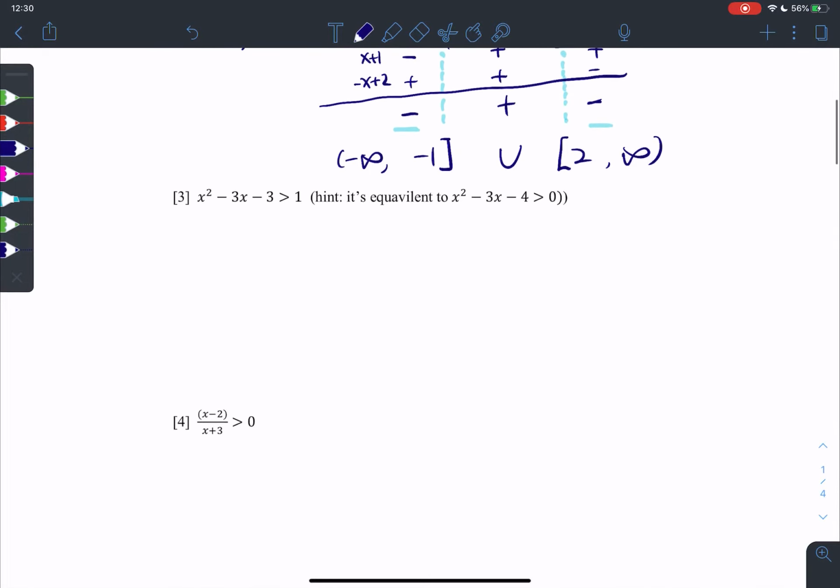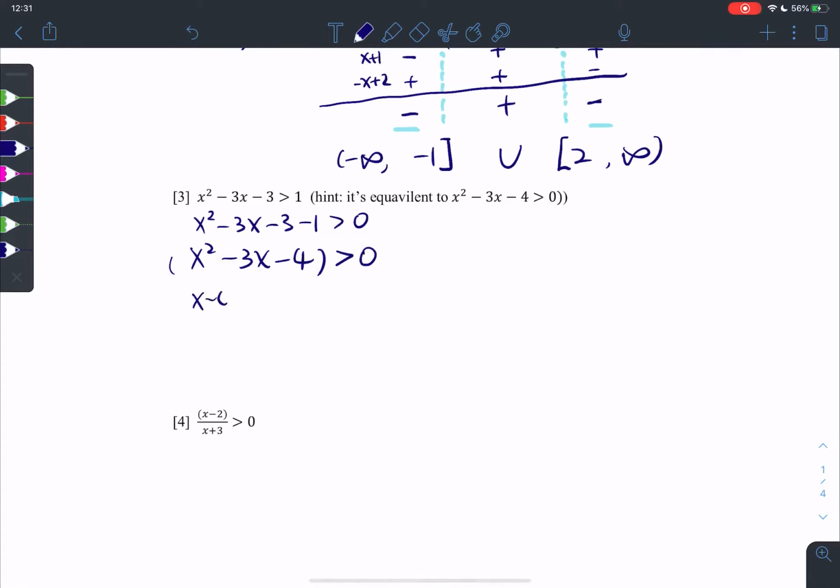The next problem we have does not have 0 on one side, and it's not factored, so I need to make sure I put it into the proper structure before I start doing the calculation. So it's x squared minus 3x minus 4 greater than 0, so it's x minus 4 and then x plus 1 greater than 0. So I end up with two special points, -1 and 4.